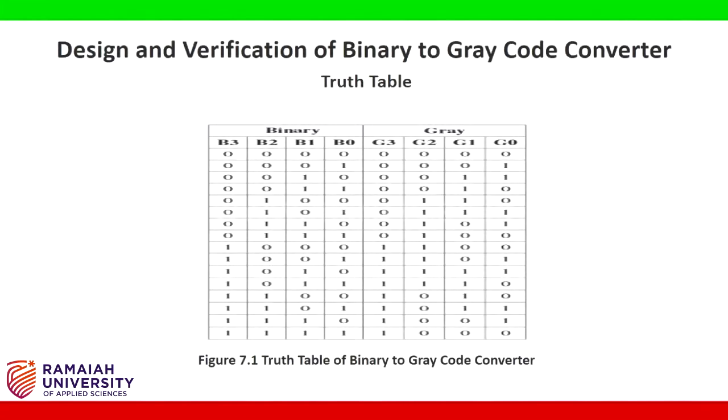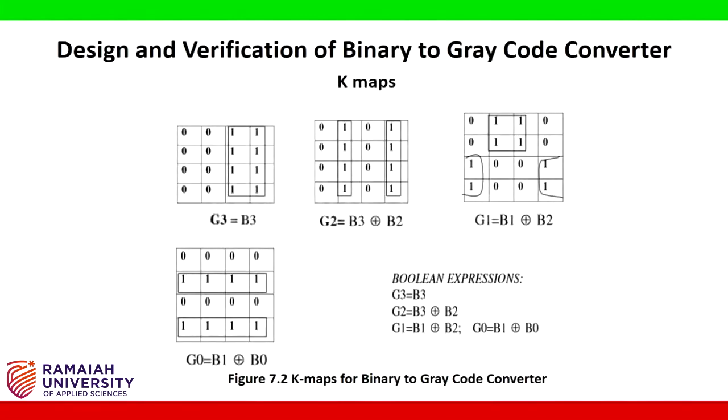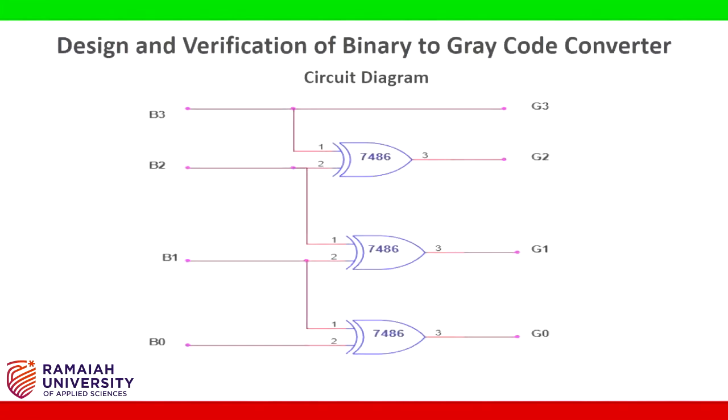The truth table for binary to gray code converters is shown here. The K-maps for binary to gray code conversion is as shown here. The logic diagram for binary to gray code conversion is as shown here.